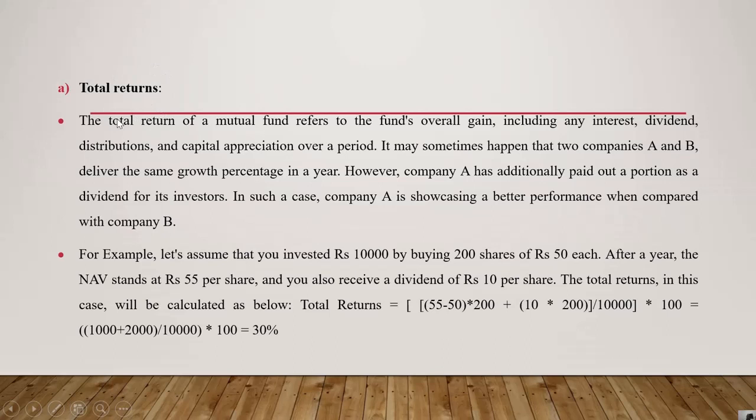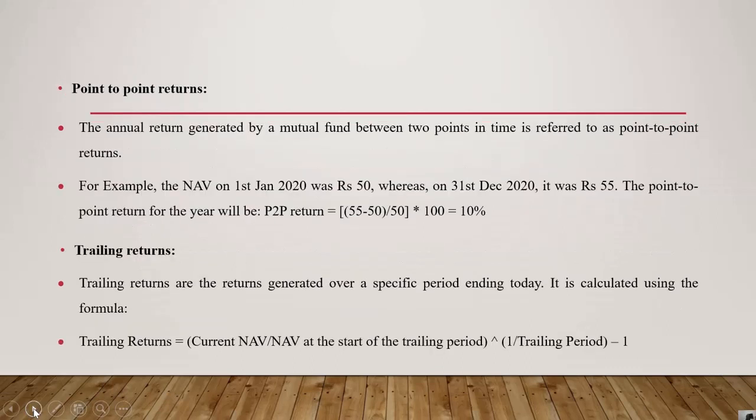We are saying total returns. Total returns of a mutual fund refers to a fund's overall gain, including the interest. So the total return here now comes in and puts everything together: interest, dividend distribution, and capital appreciation over a period of time, and it will give you one picture of a return. All right, so that is total return for you there.